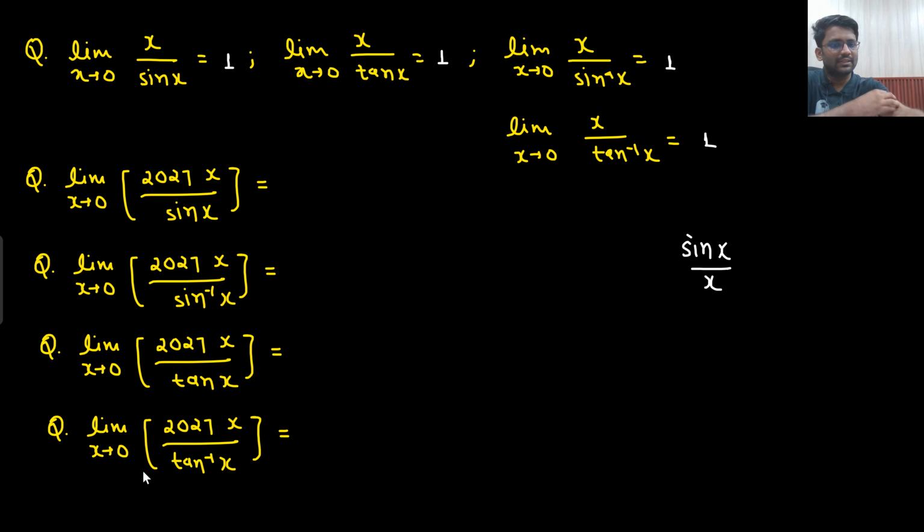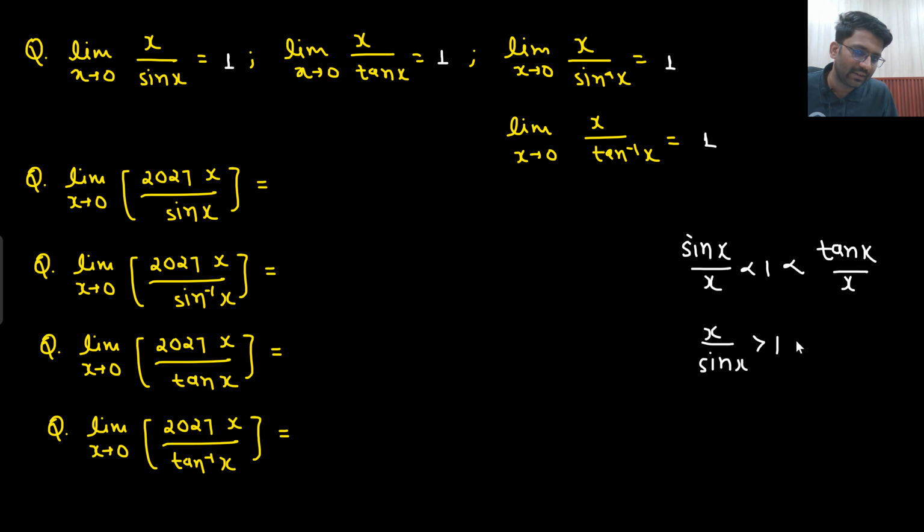Whatever will happen at 0 plus, the same will happen at 0 minus as well, because I always know that sin x by x will always be less than 1 and it will always be less than tan x by x as well. If I just do the reciprocal, what will happen? Just do the opposite. x by sin x will be greater than 1, and less than x by tan x. Isn't it pretty obvious? 4 is greater than 2. If you do the reciprocal, this will become 1 by 4 and this will become 1 by 2. So 1 by 2 is greater. So the sign will change when you do the reciprocal.